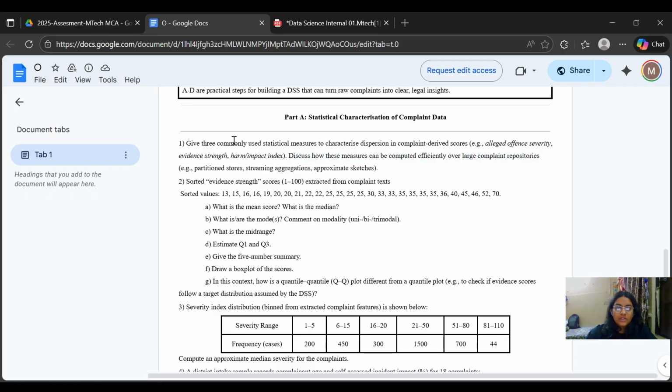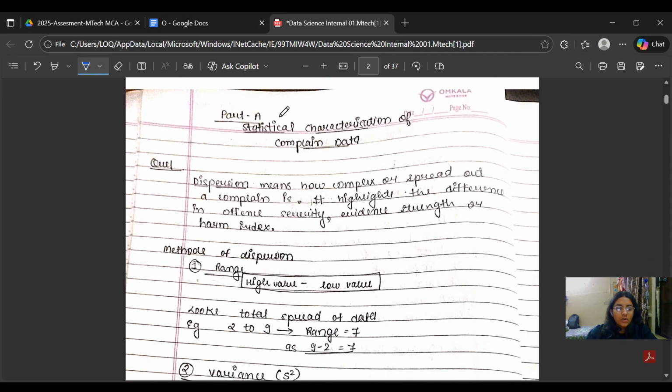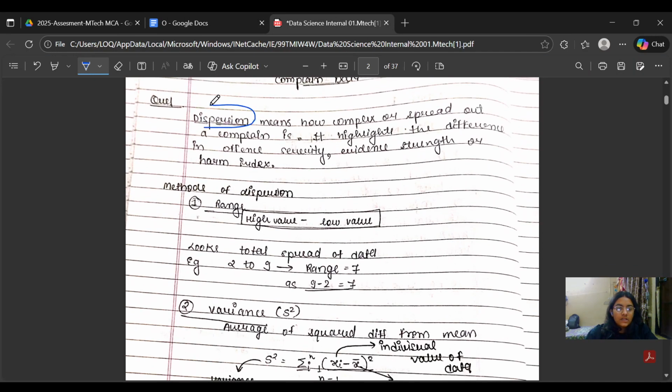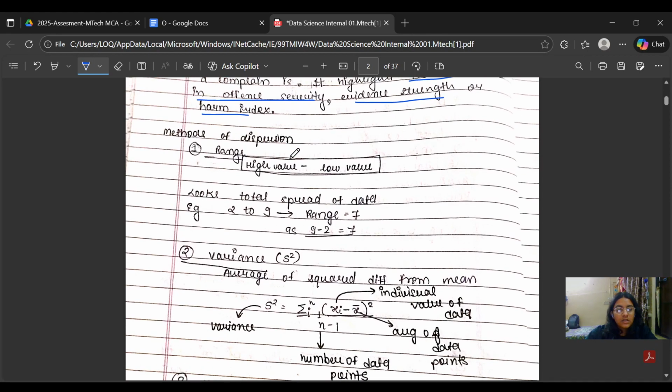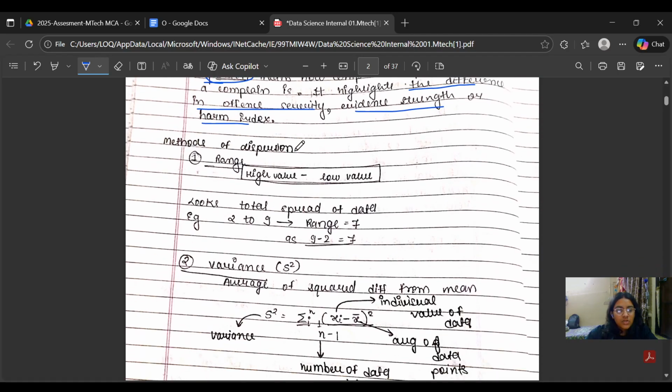So we have to discuss three statistical methods which characterize dispersion in complaint scores. What is dispersion, to start off? Dispersion means how complex or spread out a complaint is. It highlights the difference in offense severity, evidence strength, or harm index. Like how severe a complaint is being referred to is known as dispersion.